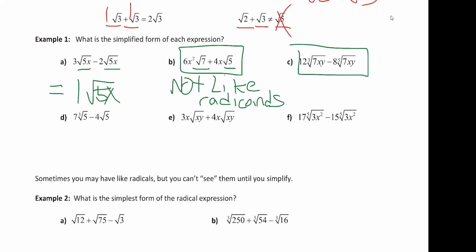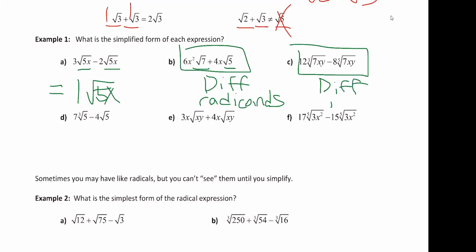I guess I shouldn't say not like, I would just say it's different radicands. Right. And this one, it's different index numbers. So that's why you can't add or subtract.